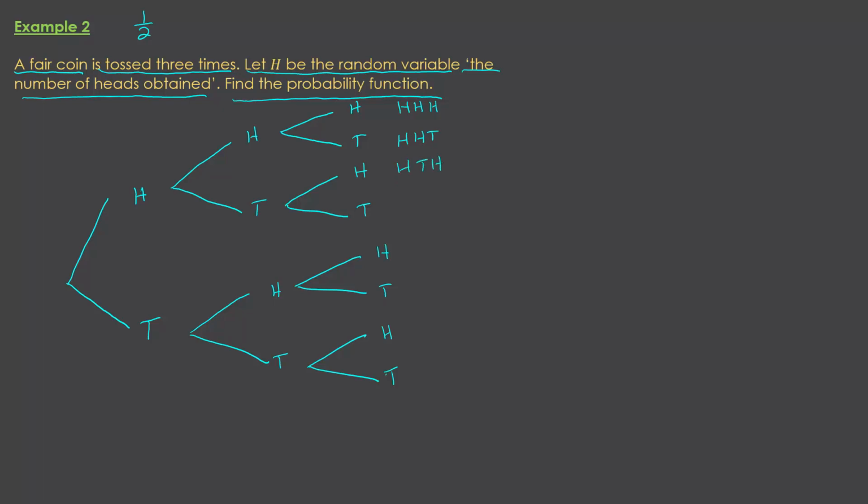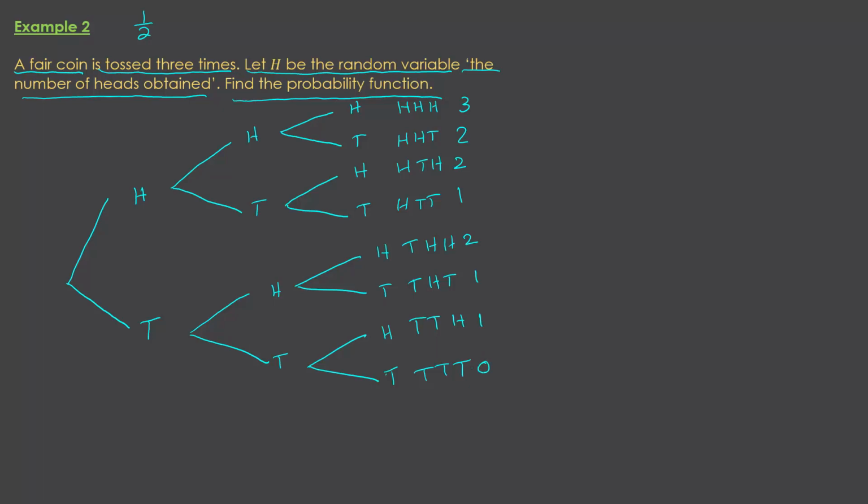head, tail, head, head, tail, tail, tail, head, head, tail, head, tail, tail, tail, head, and tail, tail, tail. The number of heads obtained would be 3, 2, 2, 1, 2, 1, 1, and 0.